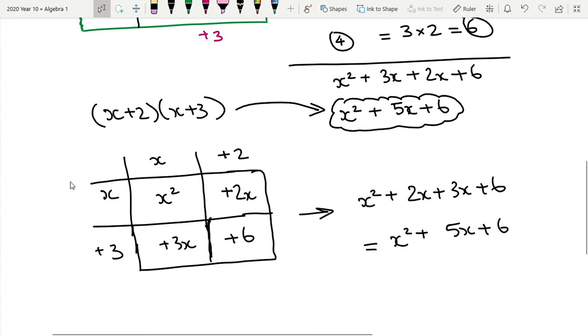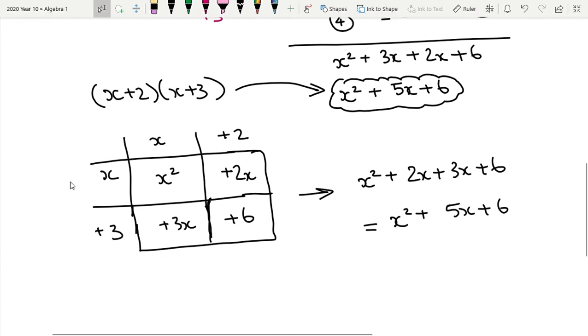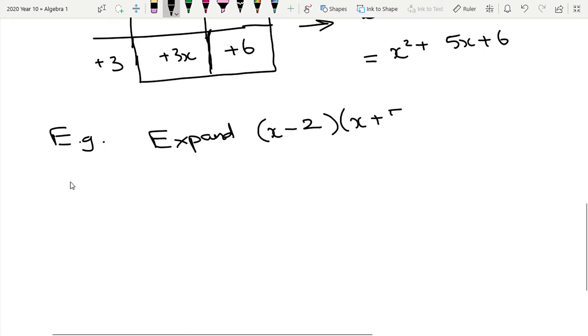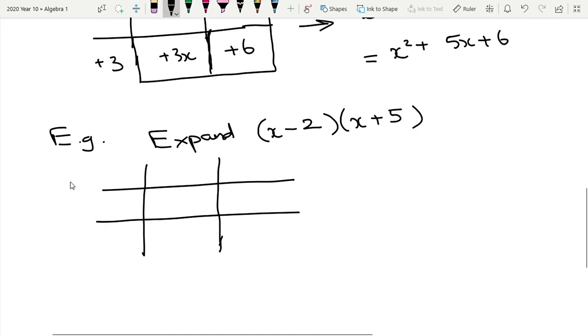We're going to go over one more example, and we're going to seal the deal with expanding 2 brackets. Okay, let's go over a very different example. Let's say we want to expand x minus 2 times x plus 5. In here we have minus 2 and plus 5. Seems a bit difficult, but it's not really. So again, we use the same rectangle idea. We're going to set things up like this. Make sure the center is a rectangle itself.